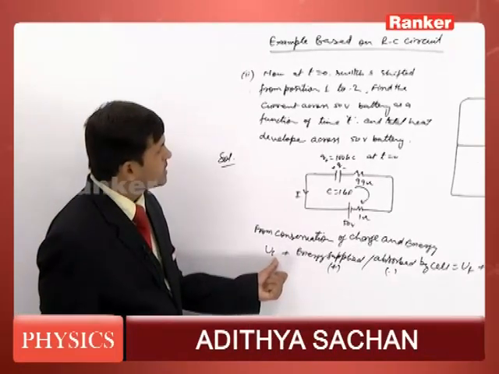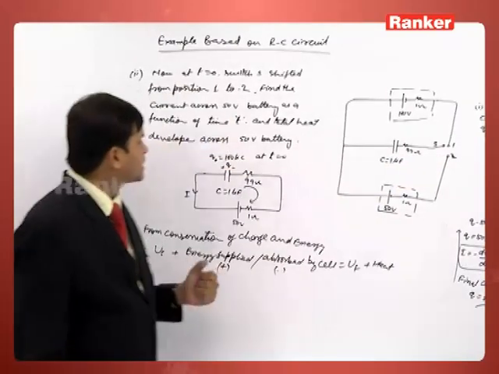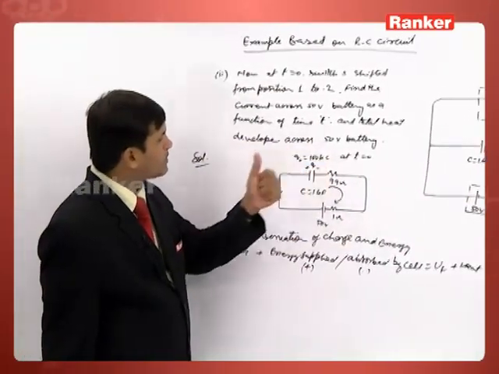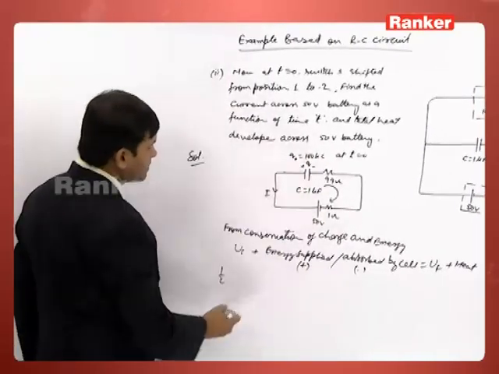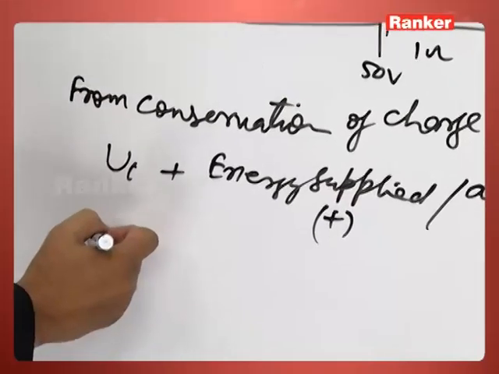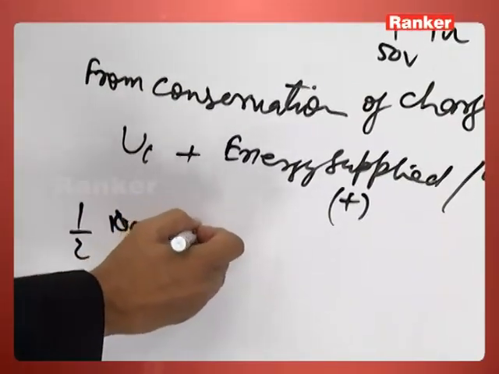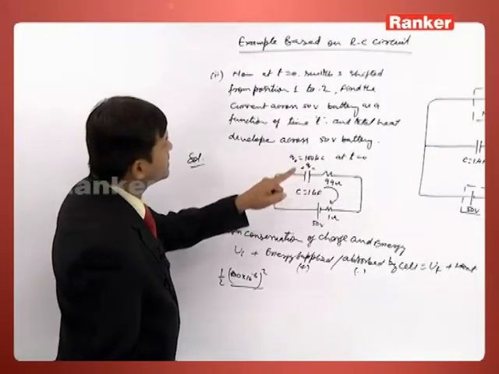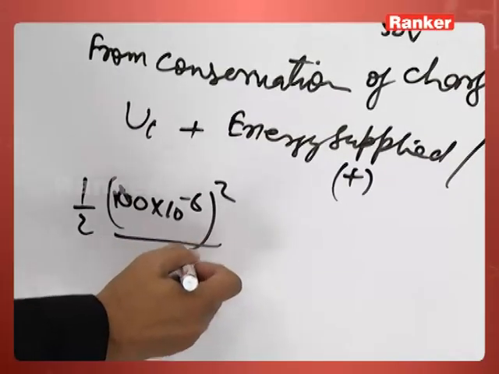Initial energy means when the switch has been shifted from position 1 to position 2. At that moment, the charge was 100 microcoulomb. So initial energy is half, 100 into 10 power minus 6, whole squared, by C. The capacitance is given as 1 microfarad, 10 power minus 6. This is the initial energy.